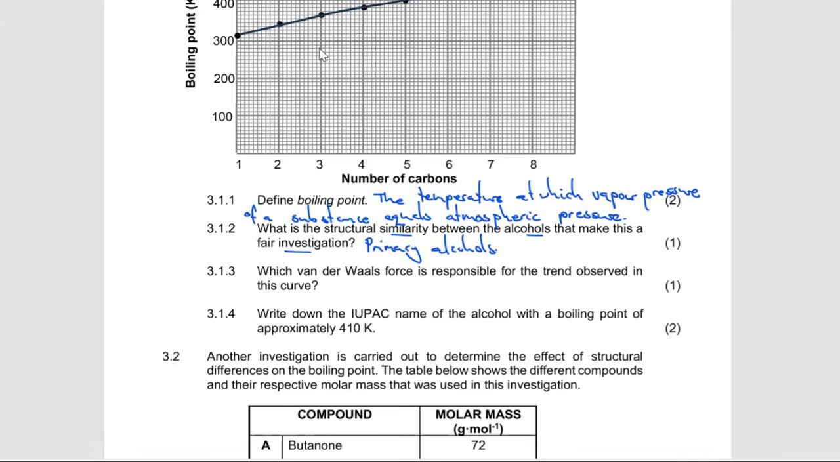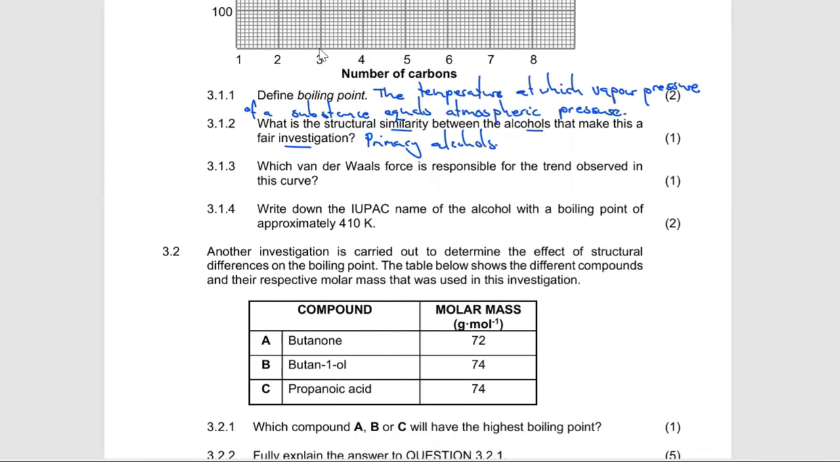You can also identify them as all having straight chains. Then 3.1.3 says which van der Waals force is responsible for the trend observed in this curve, right? So they are looking for a van der Waals force that is responsible for the trend observed in this curve. In terms of this, we have got our London forces.